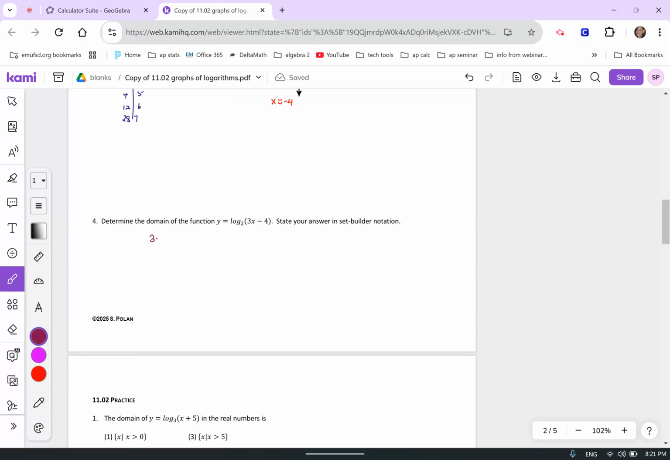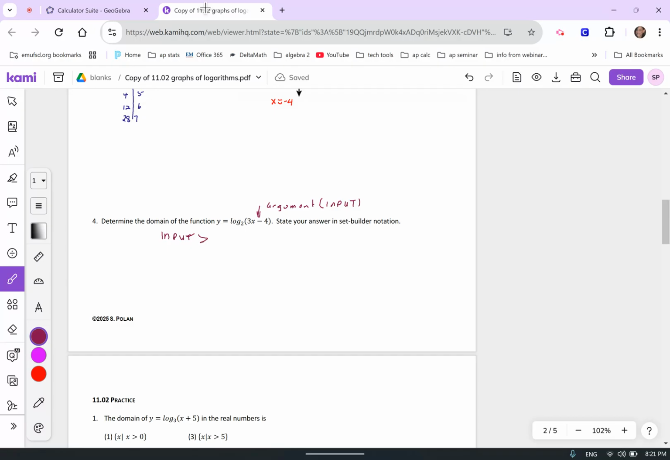Okay, so to get the domain, what you're going to do is set your input greater than 0. So let me actually write that as a note. You're going to take the input or the argument to the function. That's the argument, or it's called the argument, or the input.